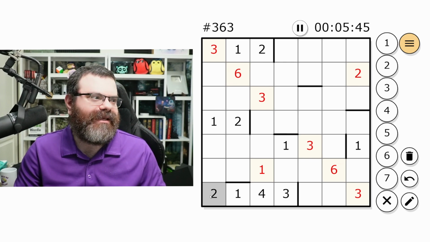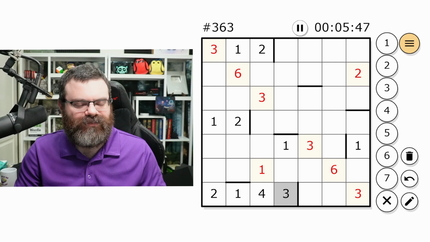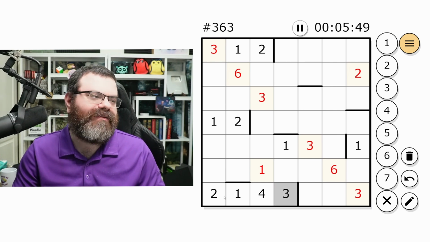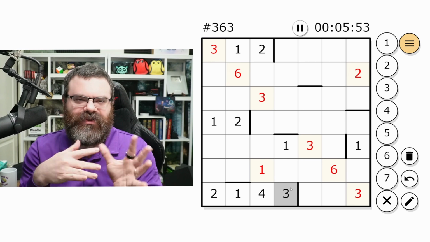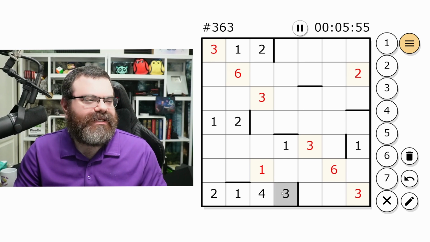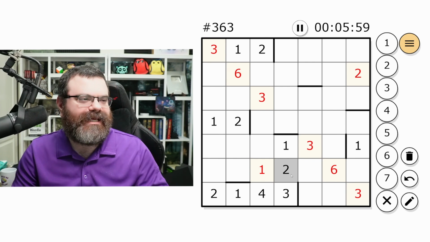So you can either get the naked 2 and then finish the segment with a 3, or you can get the hidden 3 and finish the segment with the 2. They're kind of equivalent strategies, just from viewing from a different angle. This 3 does allow us to finish this segment. Anytime you have one cell left in a segment, just place that digit.